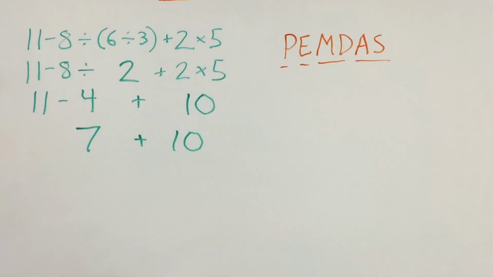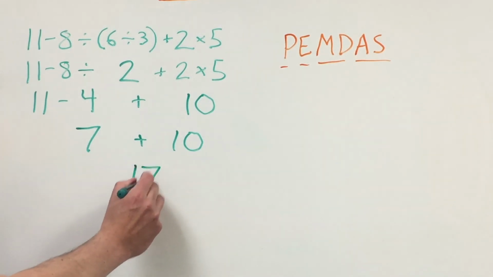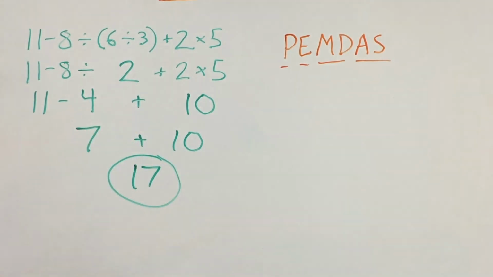Now the problem's almost done. All we have left is 7 plus 10. That's 17. We solved the problem.